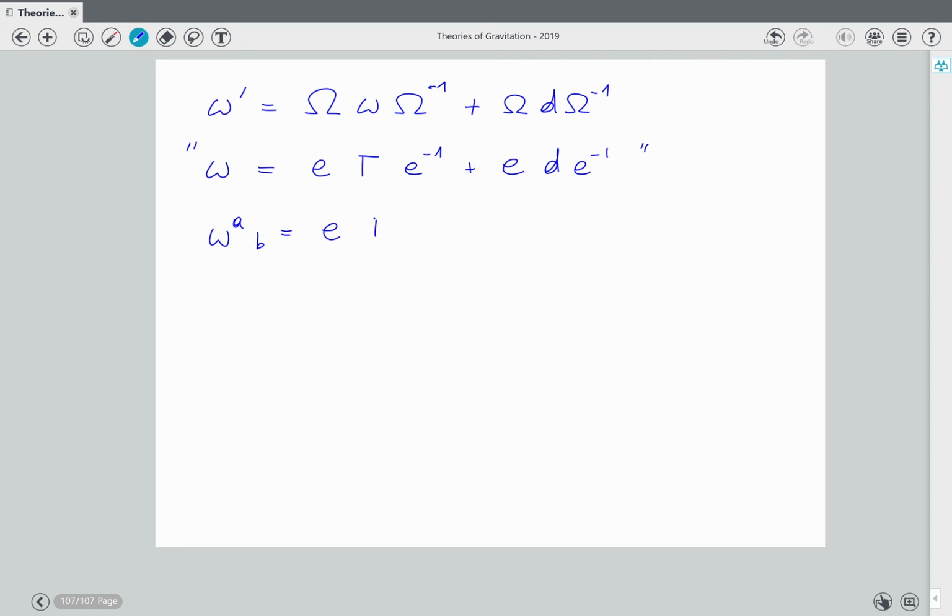this is E, this is gamma, mu, nu, A, mu, e to the minus 1. But we don't need to write minus 1 because when the spacetime index is raised, it is minus 1. That's it. And again, here you will have E, A, mu, D, E, A, mu. And that's it. A, mu, B.